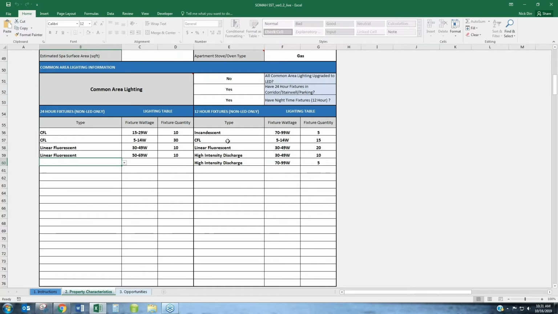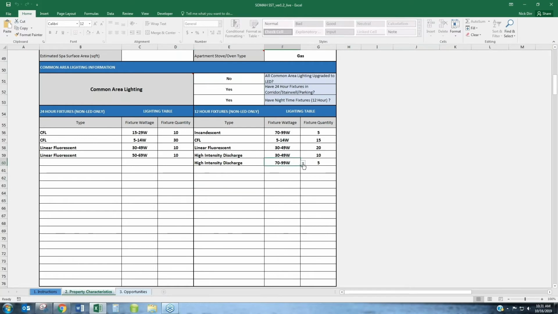And then the very same thing applies to common area exterior lighting. So you'll note the lighting type, again, incandescent, CFL, linear fluorescent, or high intensity discharge. And then you'll put the total quantity of lights that fall into these general wattage buckets. And these wattage buckets are intended to make it very easy to count the light fixtures and to enter them into this category so that you don't need to have a super long list.